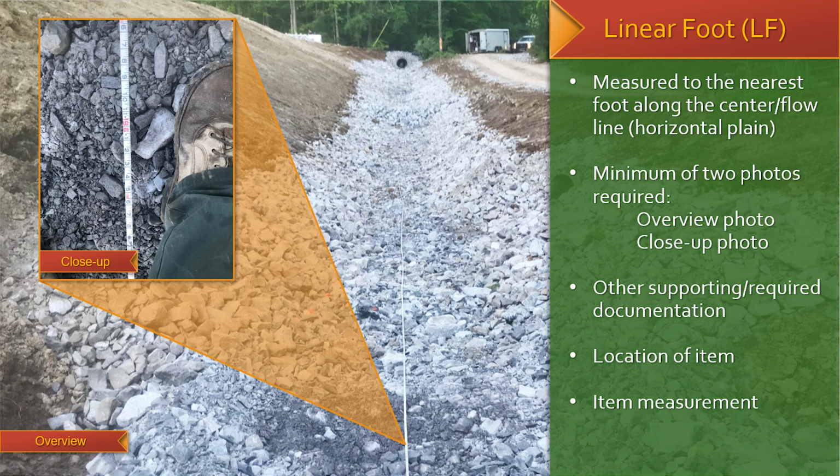Measurements are taken along the center line or flow line of the construction item after the item has been installed and inspected to verify that the installation matches the project specifications. At least 2 photos of the construction item are required for payment.